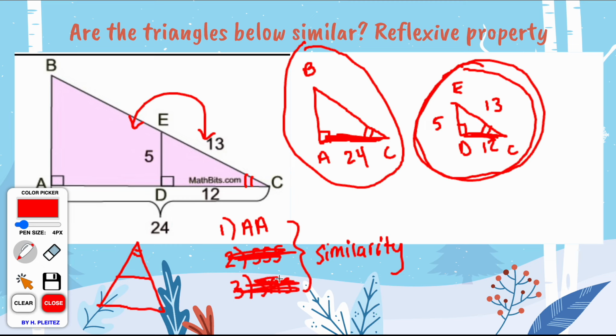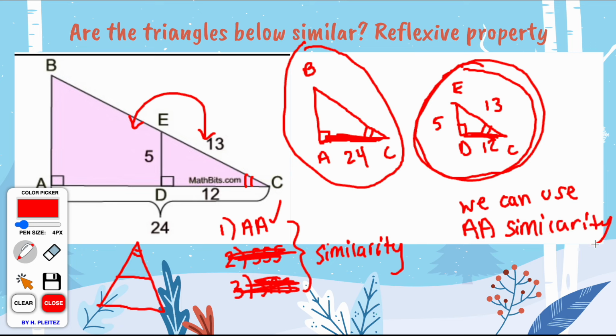I have 2 pairs of corresponding angles being congruent, so we can use angle, angle similarity to say that triangle ABC or BAC is similar to triangle EDC.